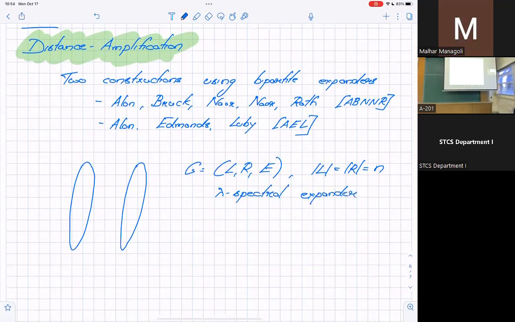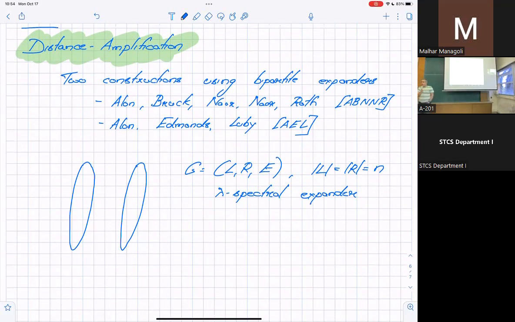What do I mean by that? Once again, for a graph, what does it mean to be a lambda spectral expander? You knock off the largest eigenvalue 1, and all the other eigenvalues are in the range lambda to minus lambda. That's what it means to be a lambda spectral expander.